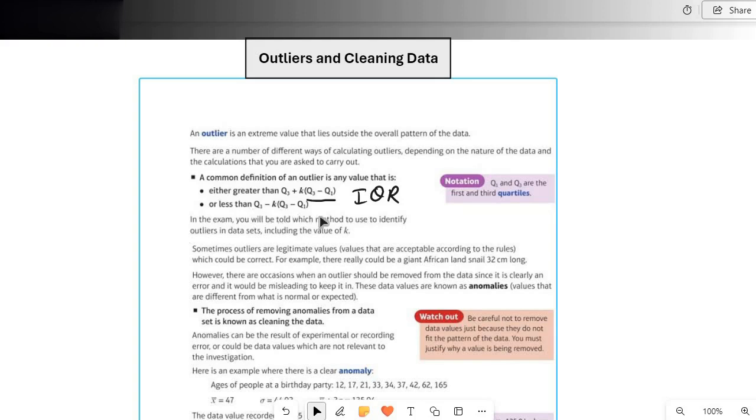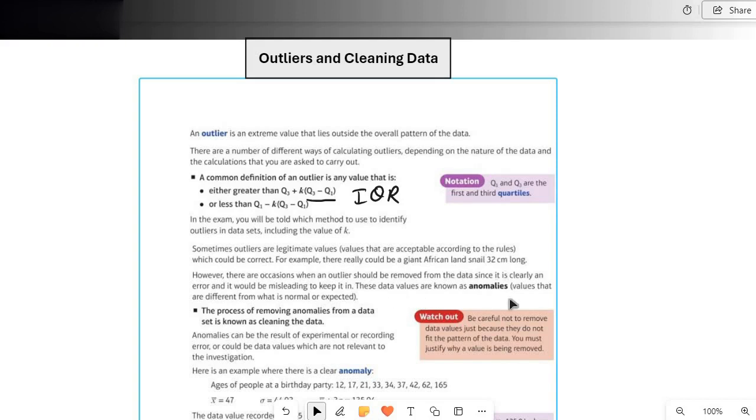In the exam, you will be told which method to use to identify outliers in datasets, including the value of K. Sometimes outliers are legitimate values that are acceptable according to the rules, which could be correct. For example, there really could be a giant African land snail of 30 centimeters long. However, there are occasions when an outlier should be removed from the data since it is clearly an error and it would be misleading to keep it in.